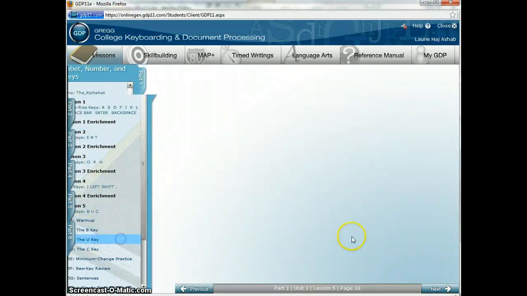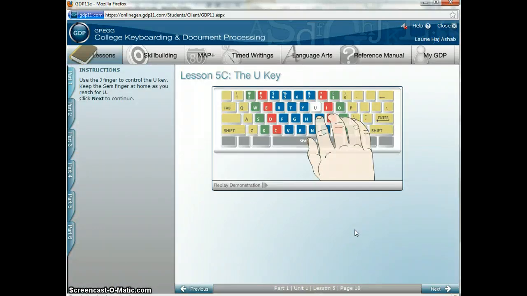The next one is the U. For the U, you're going to be reaching up with your J finger. Okay, so it's U, go back to the J, U, U, U, okay? Go ahead and practice that one a few times.